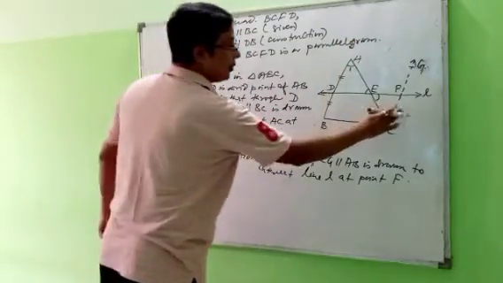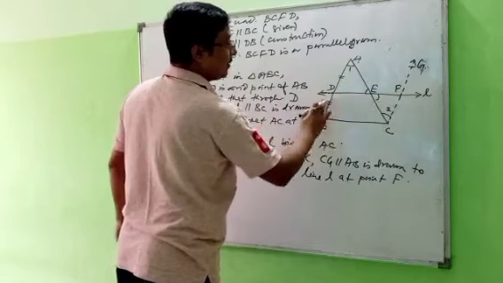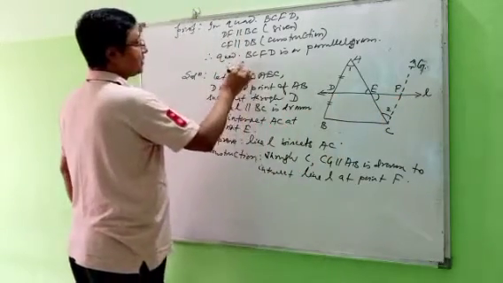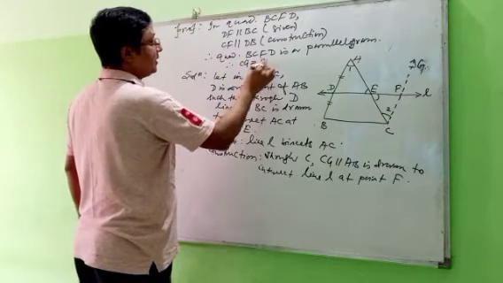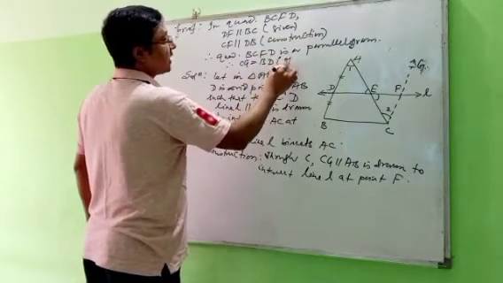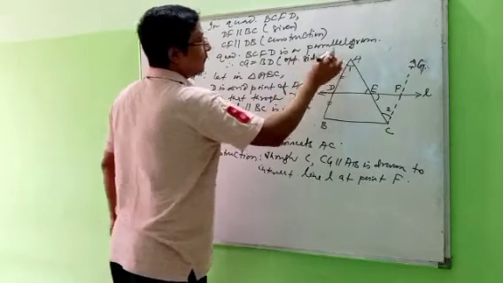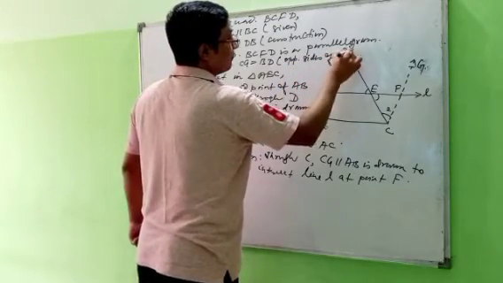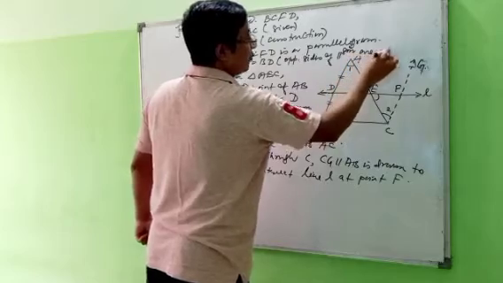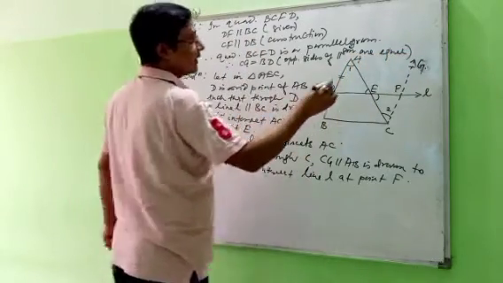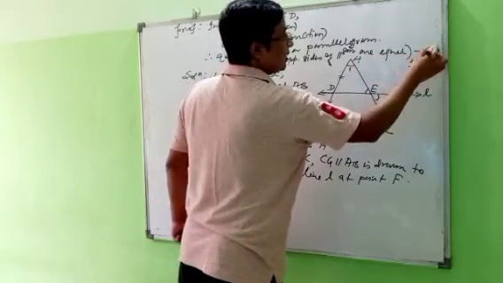Therefore, the opposite sides of the parallelogram are equal. So CG equals BD. It is opposite sides of a parallelogram; opposite sides of a parallelogram are equal. Let us take this as equation 1.